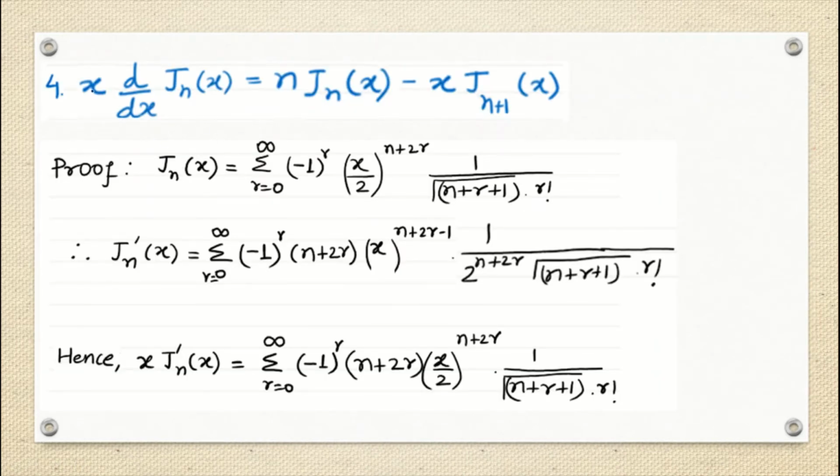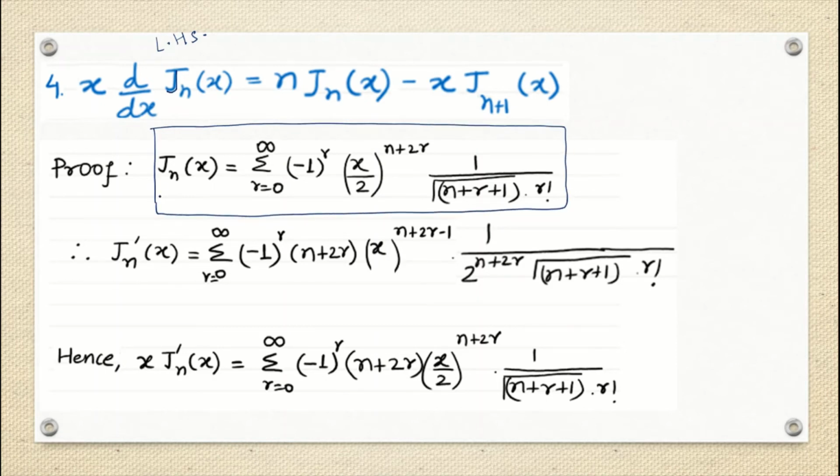So here also what they are saying to us, in the left hand side what I have to do. I'm starting always with my J n x, because it is given. I know the series solution of J n x. So I have written down J n x, right? Now I have to find the derivative of J n x. First I will find out the derivative of J n x, right? So I have found the derivative of J n x.